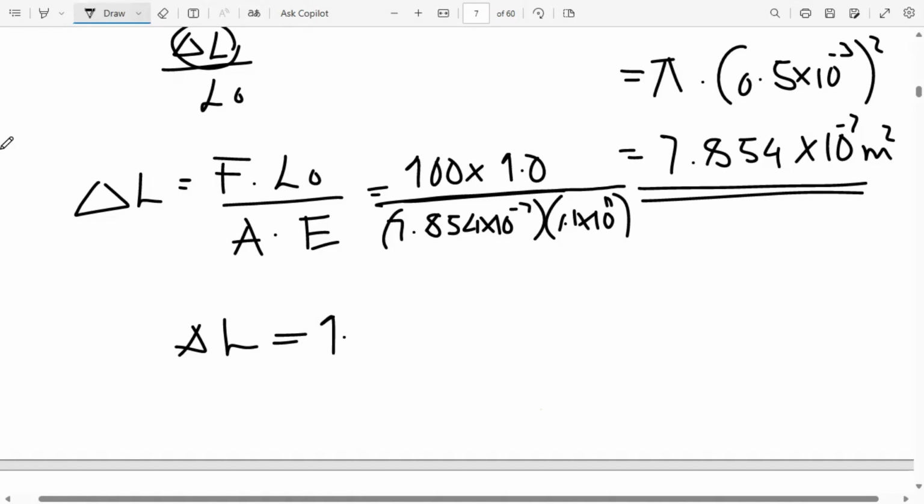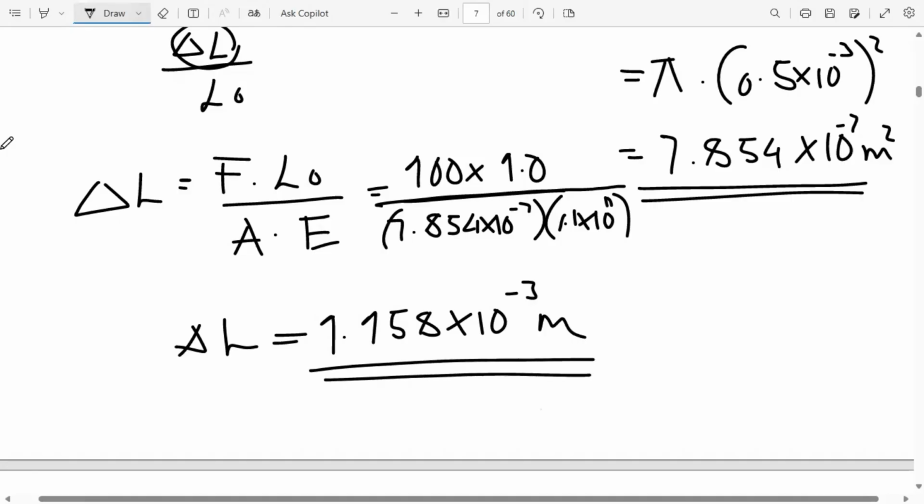1.158 times 10 to the power minus 3 meters, like this. And this is a very, very small number, and we are capable of converting it into millimeters. Divide it by 1000, and we are going to get 1.16 millimeters. So, ladies and gentlemen, that is our change in length of this material, which is a titanium alloy. This will be the change in length of our titanium alloy.